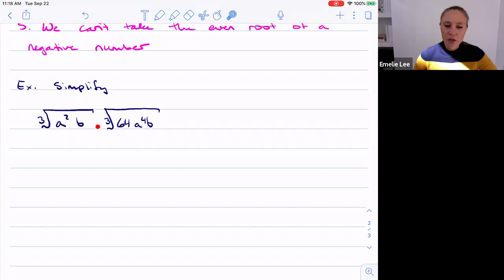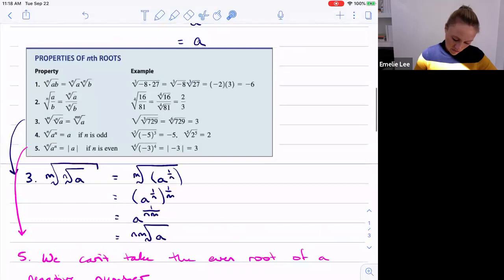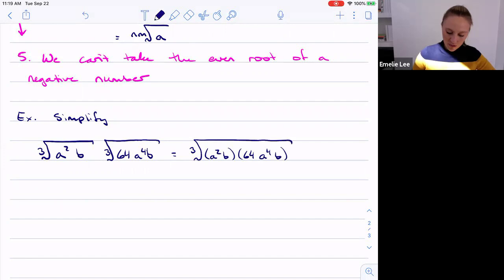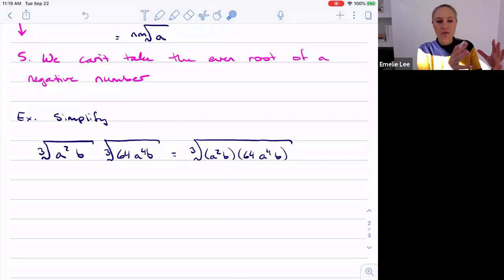If I just smoosh these all under a third root, I'm allowed to do that by this property here, so by the first property, right, I've essentially got the third root of A times the third root of B. As long as it's the same root, I'm able to combine them and multiply inside the root. So let's use that. So then I've got the third root of a squared b times 64a to the fourth b. Notice that I'm gonna use brackets just to show that this lump of stuff came from the first root and this one came from the second root. But I'm allowed to do that by the first property.